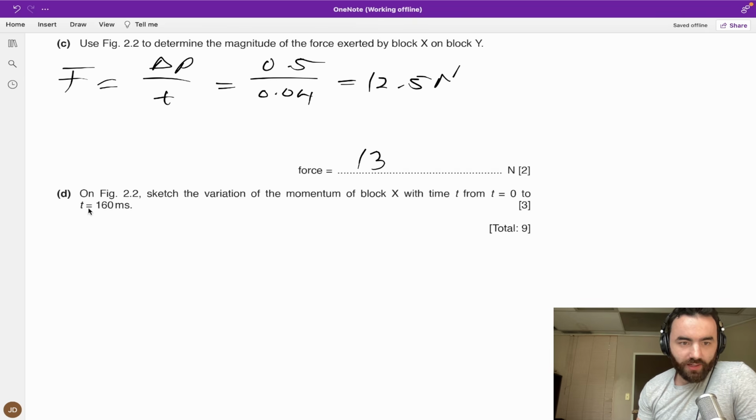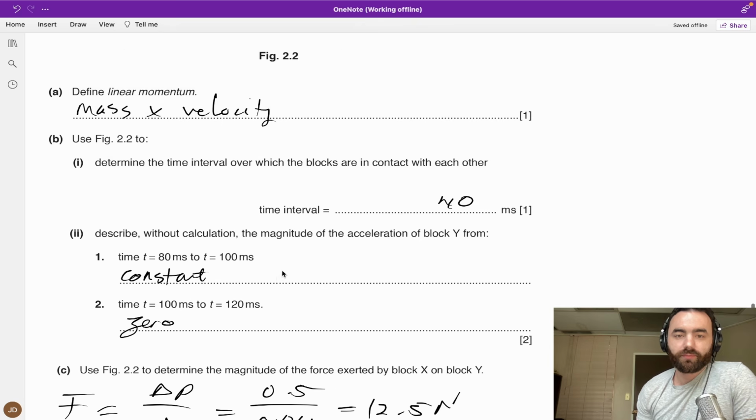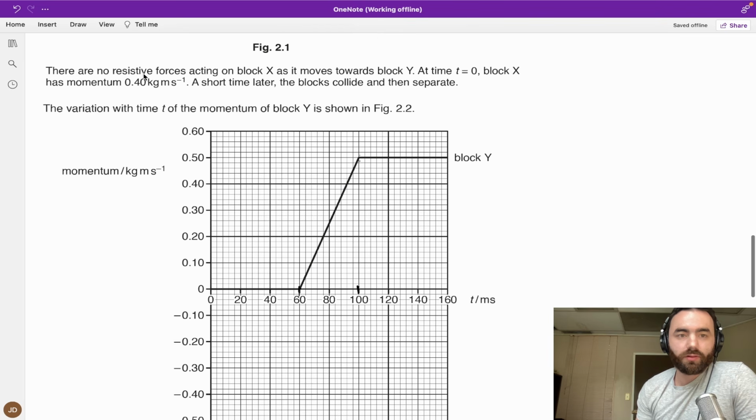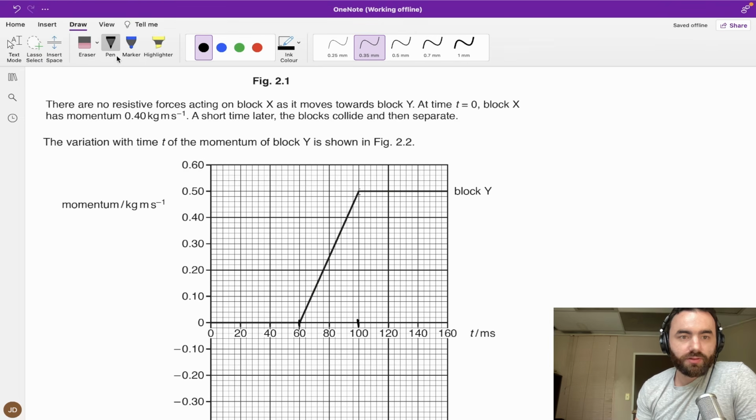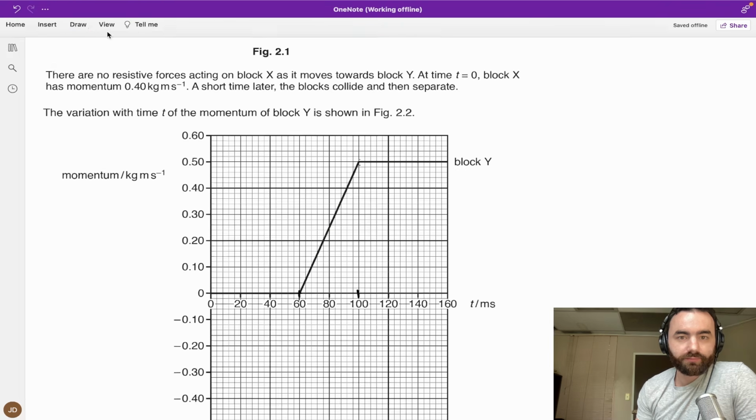Finally, on figure 2.2, sketch the variation of the momentum of block X. Okay, so you want to see what, I guess I could change my marker here.